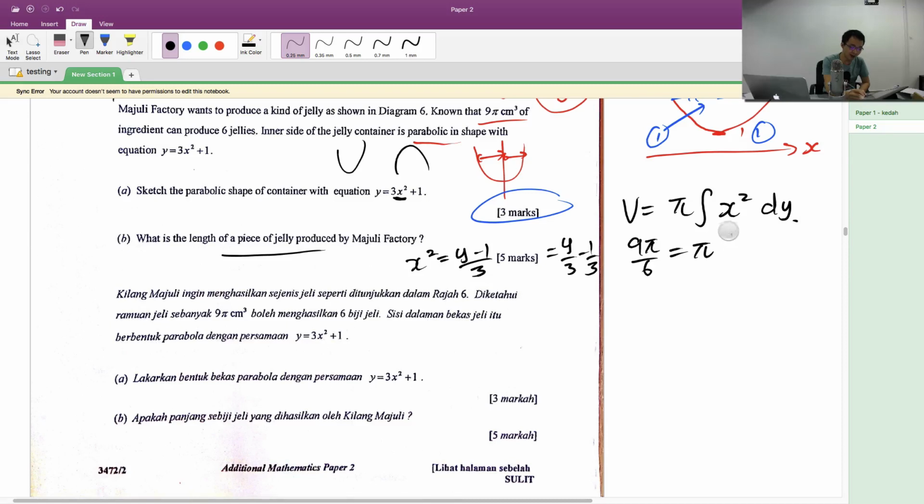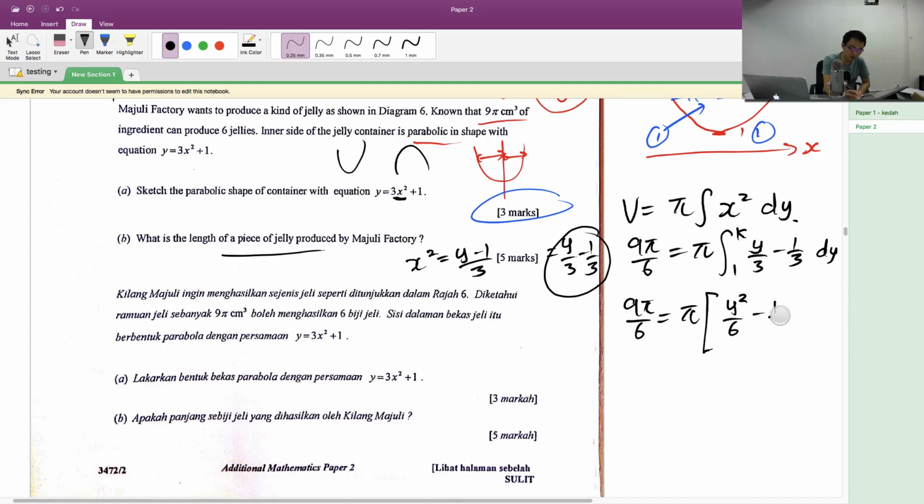So here I have pi. Here is from 1 to k, as I showed just now. And what is my x squared? My x squared equation is here, y over 3 minus 1 over 3. I just want to integrate this one, this is dy. So 9 pi over 6 equals pi times, this one should be y squared over 6 minus 1 over 3 y, from 1 to k. And then we need to solve this one.